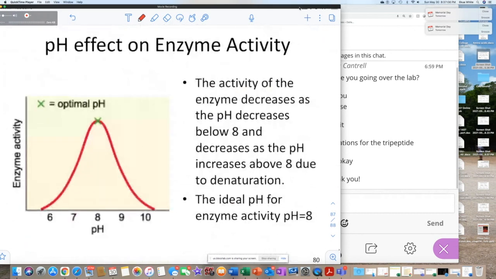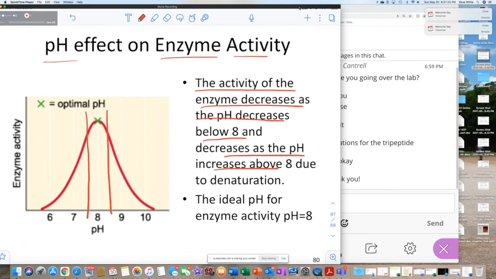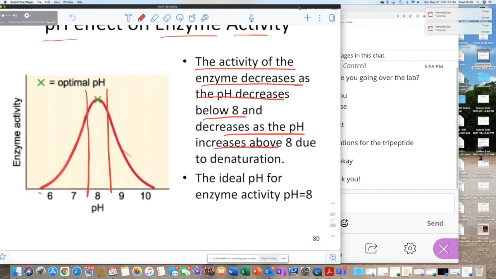Okay? Moving on to pH. Same thing with pH and enzyme activity. The activity of the enzyme decreases as the pH decreases below 8 and decreases as the pH increases above 8. So you have the happy medium, right? You can see the activity of the enzyme decreases when the pH is very low and when the pH is very high.